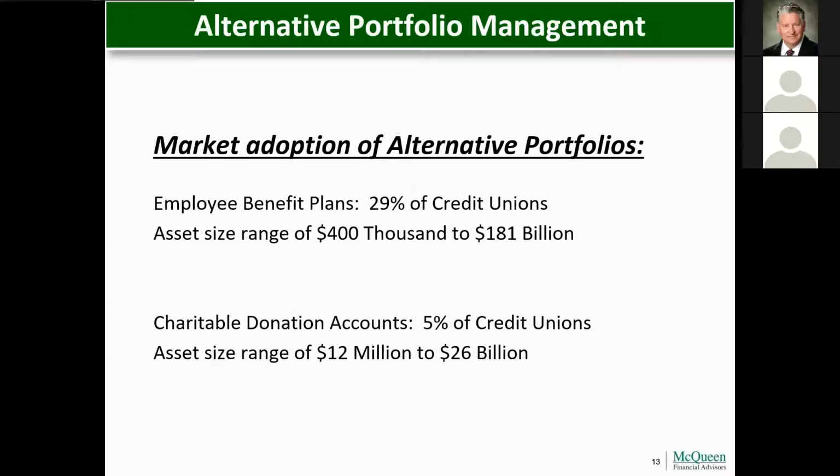Okay. I like framing this with the market adoption of alternative portfolios, meaning who is doing this? A lot of times we want to be doing what our peers are doing, but we also want to have a little bit of a leg up over our peers. As far as who's actually using employee benefit plans, 29% of credit unions are using this. That is huge, right? Just about 1/3 of all credit unions are using them. And it's huge for two reasons.